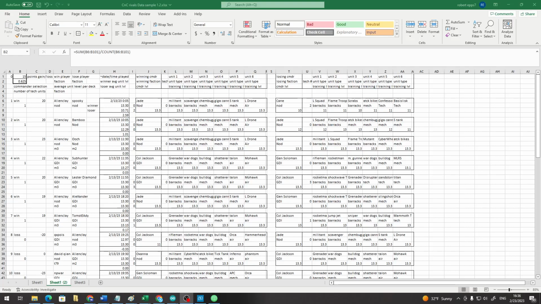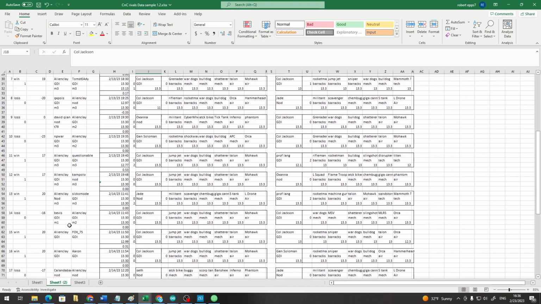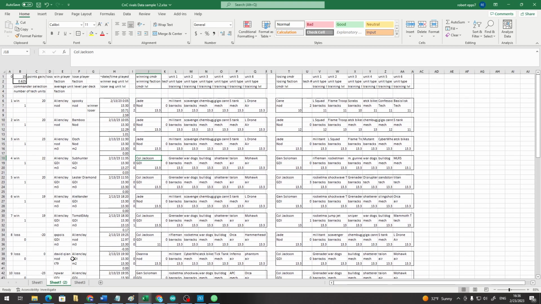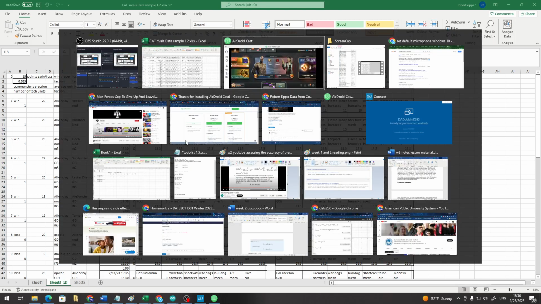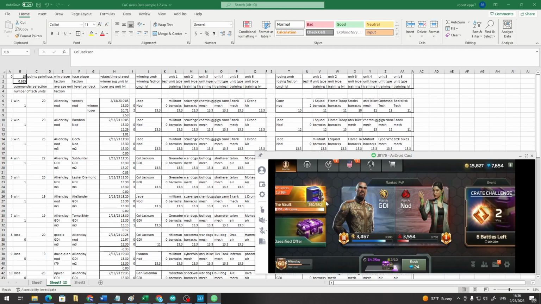This is my week 3 discussion post, and I'm going to discuss the data that I placed into Excel, to work with this data and extrapolate more information, why and how. My data set has come from 24 matches of a game called Command and Conquer Rivals that I play on a regular basis. There's actually a lot of data to extrapolate from here, so I'll try to keep it under 5 minutes.